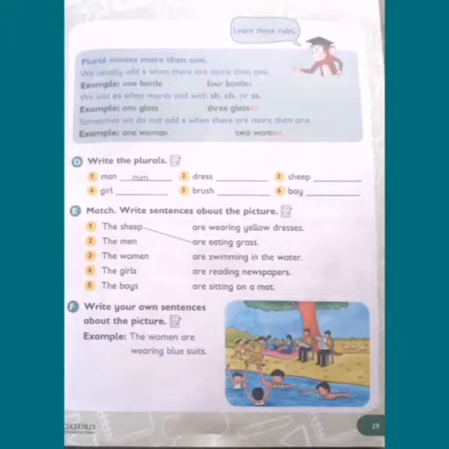What are the boys doing? The boys are swimming in the water. So match the words the boys with are swimming in the water. I'm going to repeat this. The sheep are eating grass. The men are reading newspapers. The women are sitting on a mat. The girls are wearing yellow dresses and the boys are swimming in the water. These are your complete sentences.